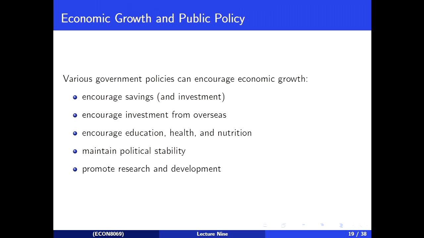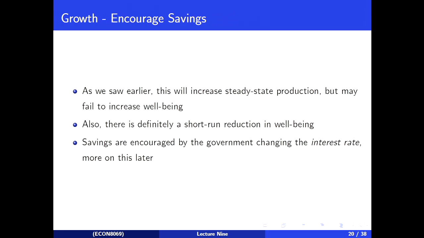And we'll go through them gradually. So, we could think about encouraging savings. It's in the text, part of the textbook, and it is something that the government can do, and it's something the government does do, which is part of why I'm including it here: the government does go out and encourage savings.